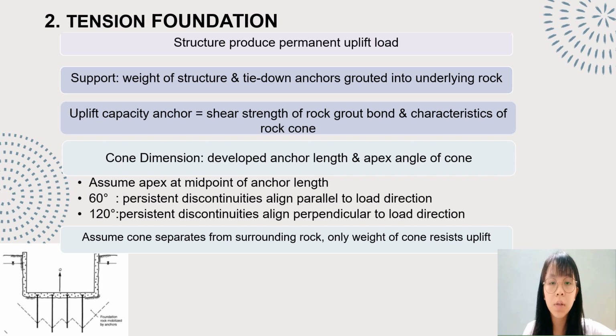The position of the apex is assumed at the midpoint of the anchor length, and the angle varies from about 60 degrees to 120 degrees. A 60-degree apex angle is used for persistent discontinuities parallel to the load direction, while the 120-degree apex angle will be used in massive rock. When calculating the uplift capacity, we assume the cone is separated from the surrounding rock and only the weight of the cone resists the uplift.